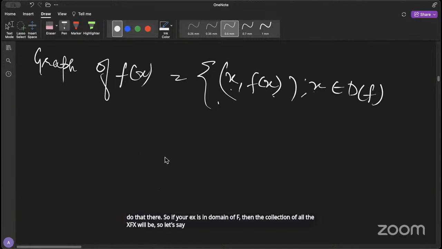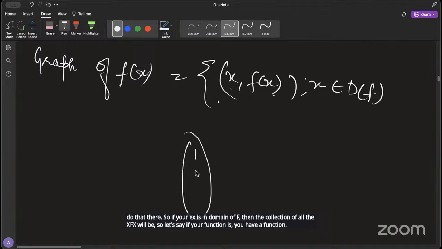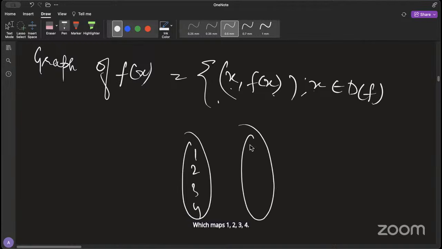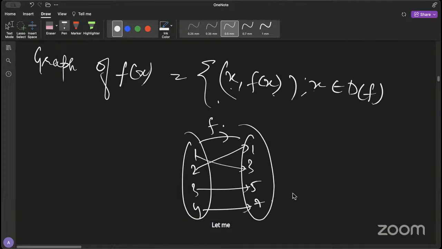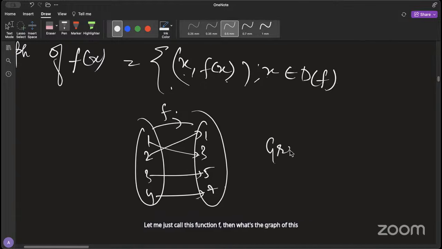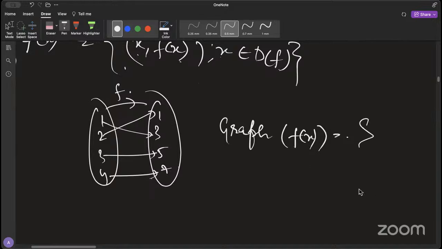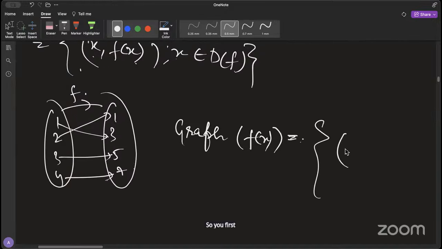let's say you have a function which maps 1, 2, 3, 4 to 1, 3, 5, 7. Let's say this maps 1 to this, 2 to this, 3 to this, and 4 to this. This is a function, right? Let me just call this function f. Then what's the graph of this function? The graph of this function will be collection of all the points where the first coordinate should be the collection of x here, and the second should be the value of the function at that point x, where x is in the domain, right?